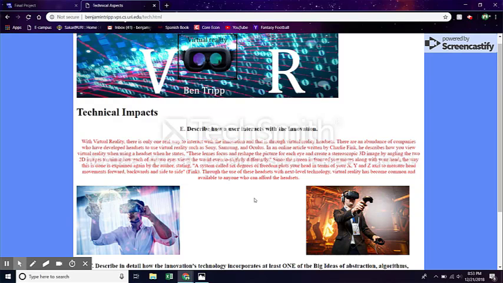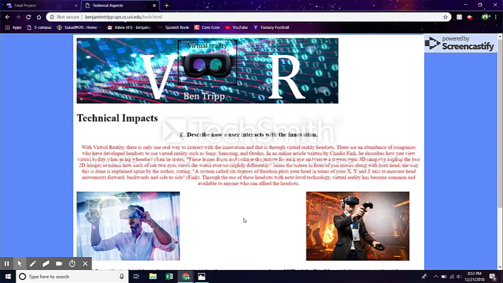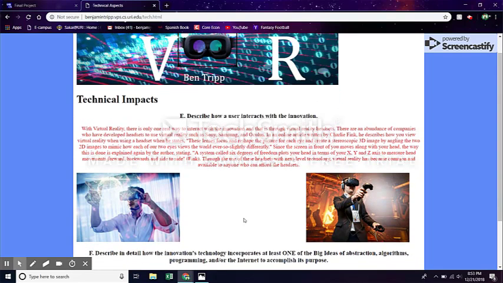So here I use mainly an online article that described the nitty-gritty of how we actually use virtual reality devices, because there's so many different devices that are produced by companies such as Sony, Samsung, and Oculus. But in this article written by Charlie Fink, he describes just exactly how you're viewing the environment when you're using a virtual reality headset.